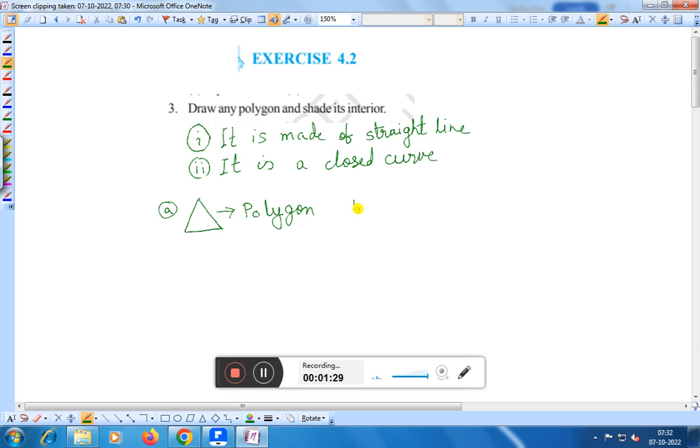We'll write here another, that is a rectangle. It is a closed figure and made up of four lines, and it is made by straight lines also. Therefore, it is also a polygon. Right? This is also a polygon. Right?